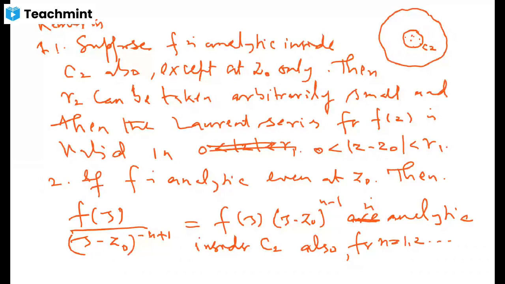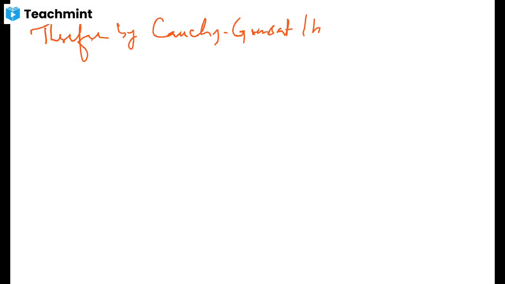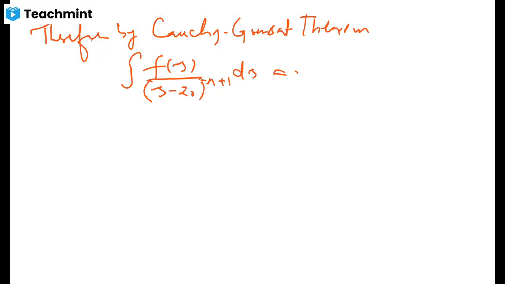तो इसका मतलब, therefore by Cauchy-Goursat theorem, the integral of these functions f of zeta over (zeta minus z naught) power minus n plus 1 d zeta will be 0 for all n equals to 1, 2 and so on. In particular अगर इसको मैं 1/2 pi i से मल्टीप्लाई करूँगा तो भी जीरो हो जाएगा.